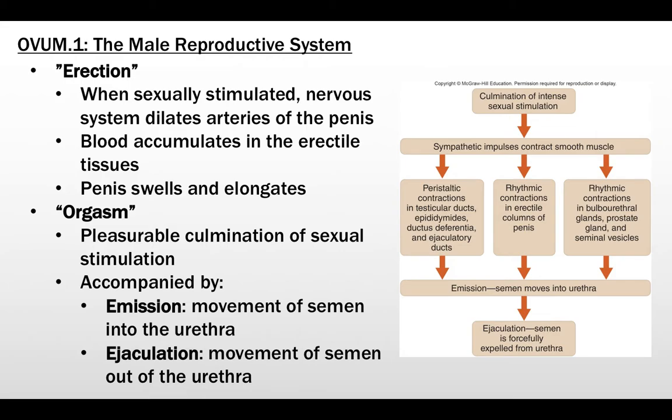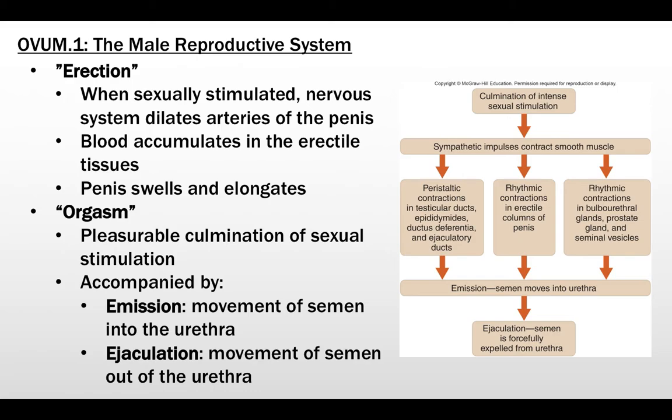Finally, when a man reaches erection, that's when he is sexually stimulated enough that his nerve endings start to tell the arteries to open up. So when the penis gets erect, it's filling with blood. There are no bones in the penis. It's all just erectile spongy tissue. And when that blood accumulates, more blood is entering than is exiting, and that causes the penis to swell and elongate. Upon culmination of sexual stimulation, there's a pleasurable orgasm that's accompanied by emission and ejaculation.